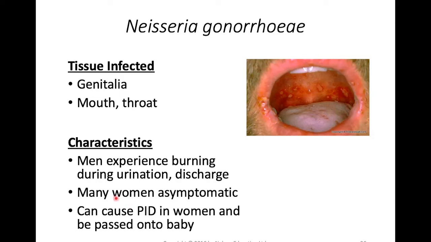Now, with gonorrhea, women tend to be asymptomatic, whereas men tend to experience both burning during urination as well as discharge. Now, again, because this can affect the upper reproductive structures in women, it can also cause pelvic inflammatory disease and be passed on to the baby.